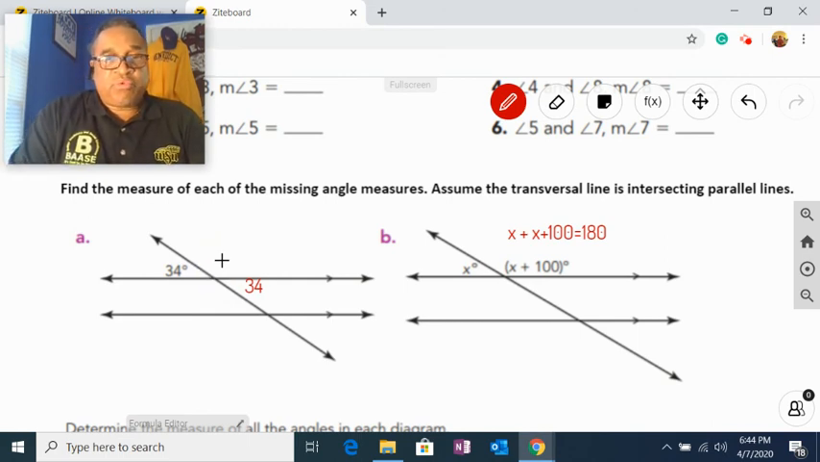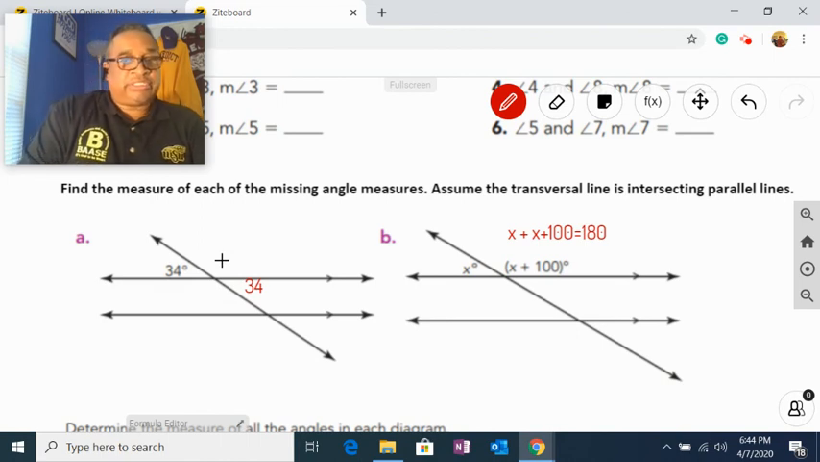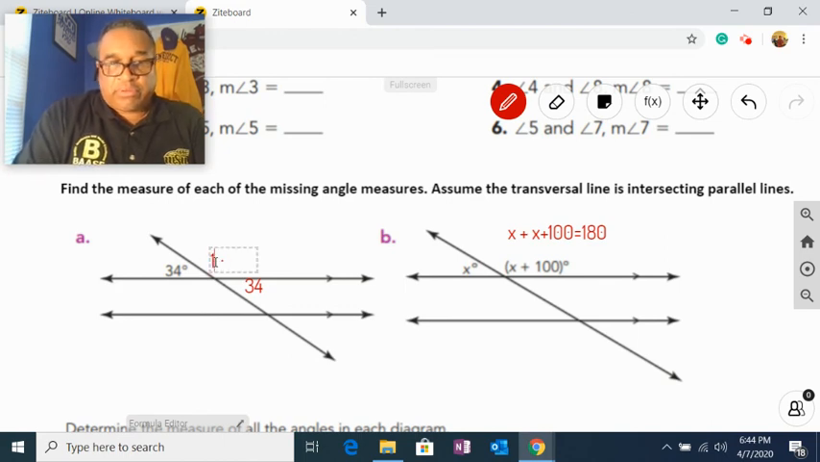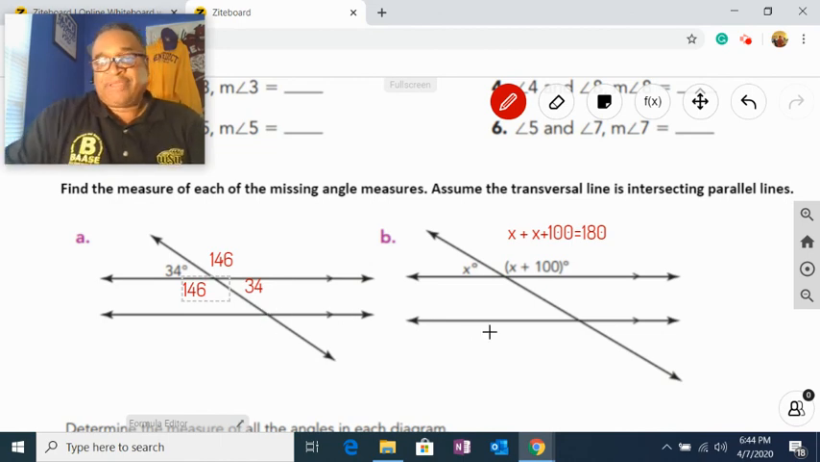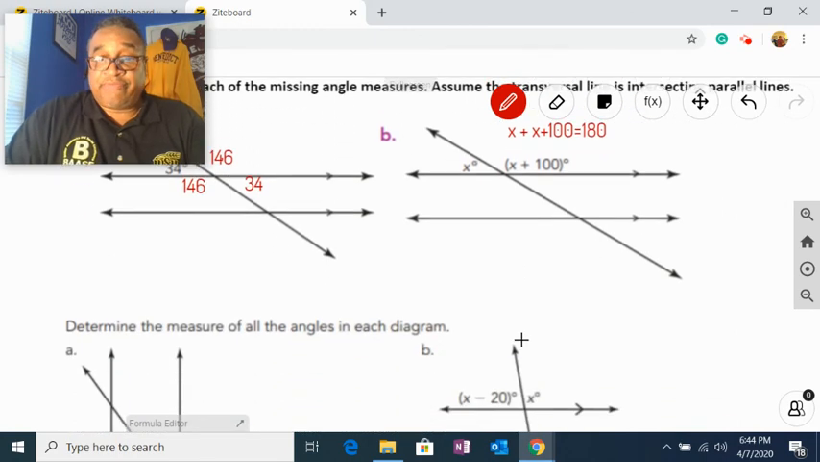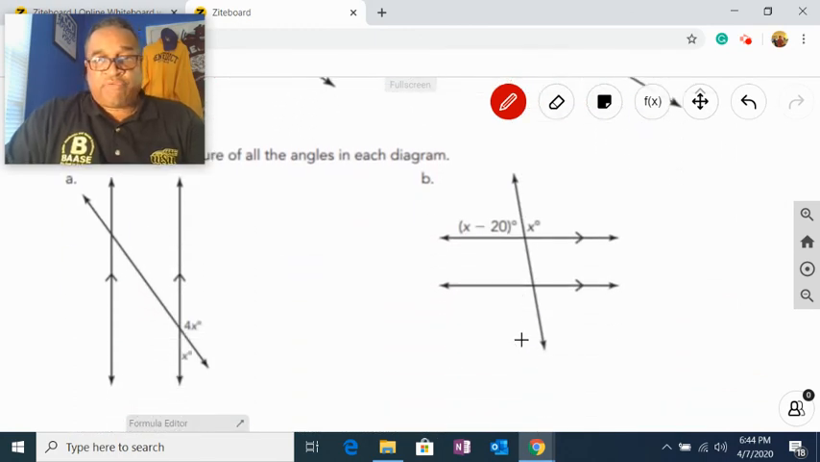And that would be what, 146. And of course, that one's going to be the same as that one, right? 146. And then you think about the relationship between these angles, okay? All right. So it's a very good lesson here. Very good lesson that you'll use over and over again.